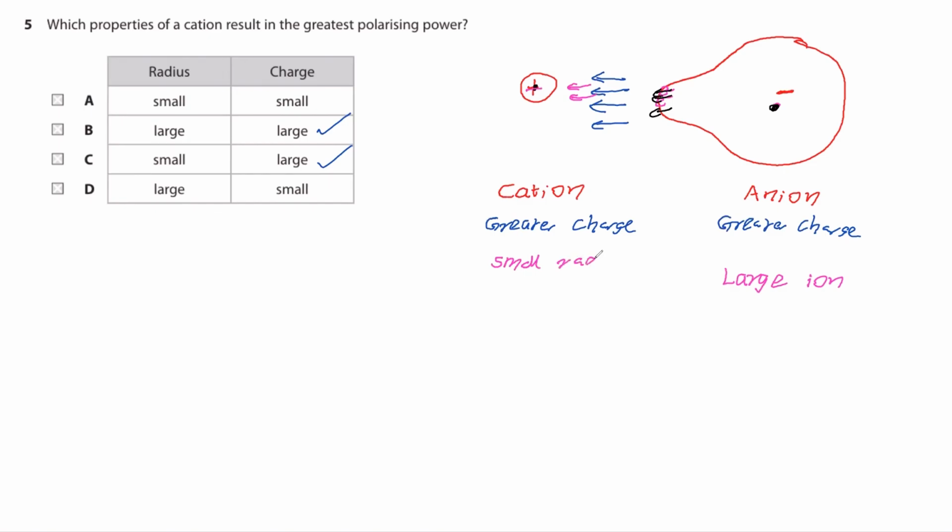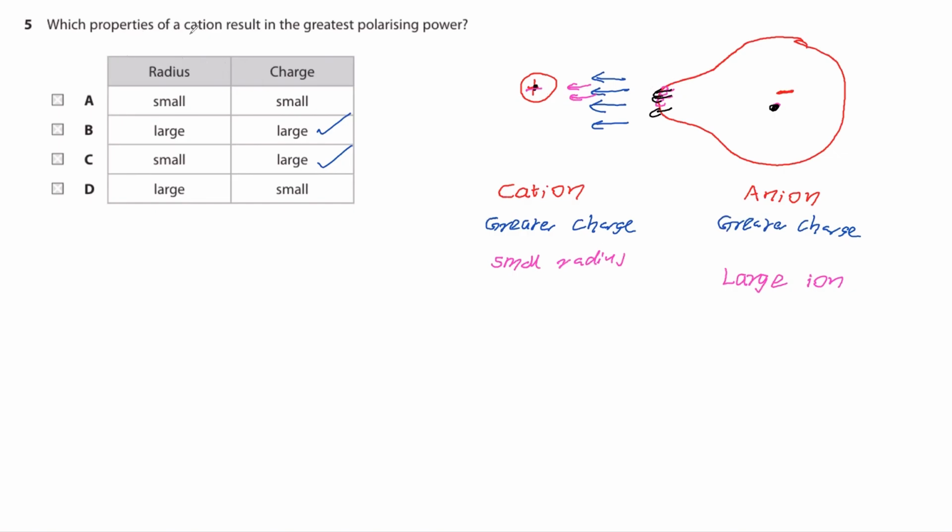So in summary, if you take the cation, it should have greater charge and small radius. But the anion should have greater charge but large radius. It should be a large ion. If you fulfill these 2 factors, then the cation can strongly pull this electron cloud towards it. We call it polarization or polarizing power.